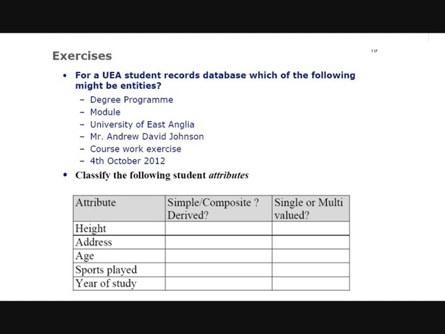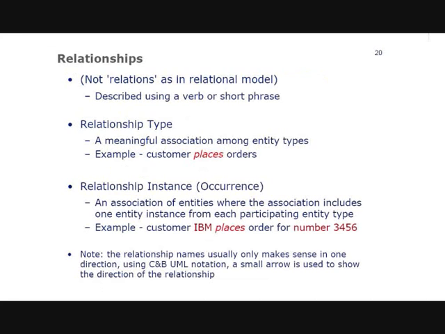Okay, so that is all on attributes. What about relationships? Now, relationships and relations are different things. Remember that relations in the relational data model are the tables. Relationships are how the tables relate to one another. So it's not the same as a relation. The relation is the table, the relationship is the link between the tables.